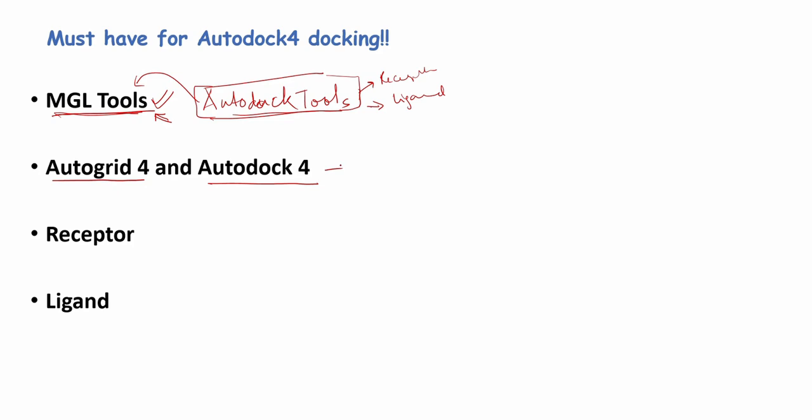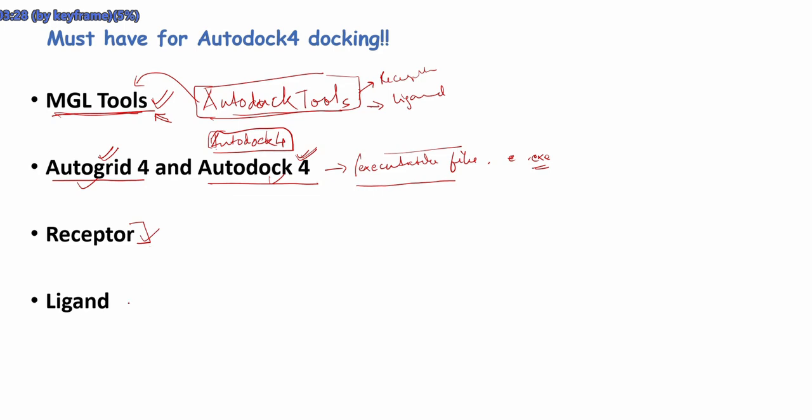autogrid.exe and autodock4.exe. We will require autogrid for generating the grid map, and autodock would require the receptor as well as your ligand. For our example, we are going to download from PDB.